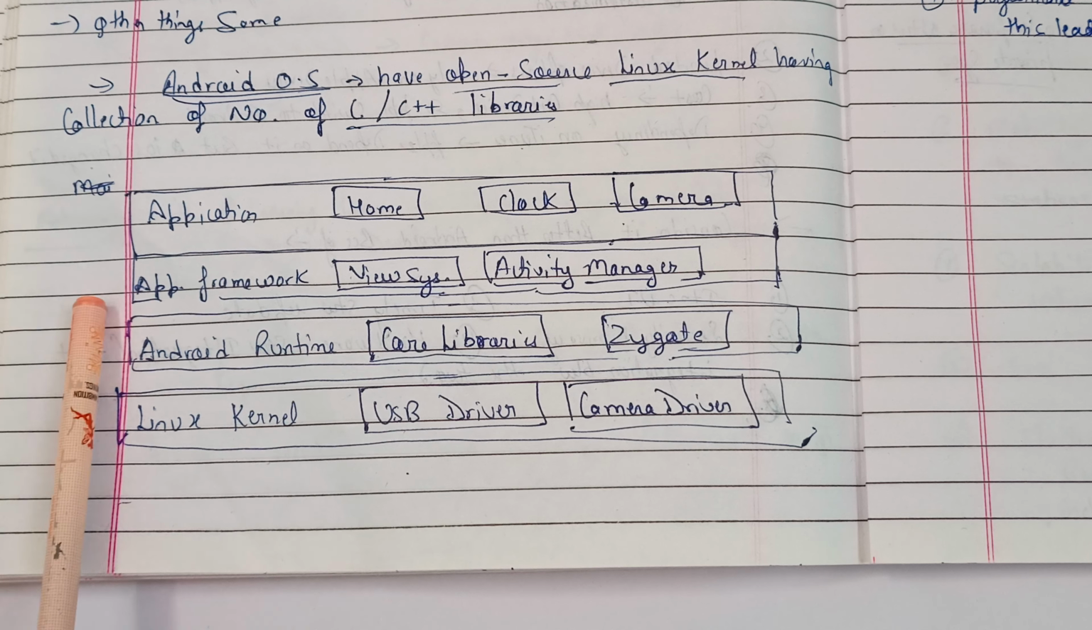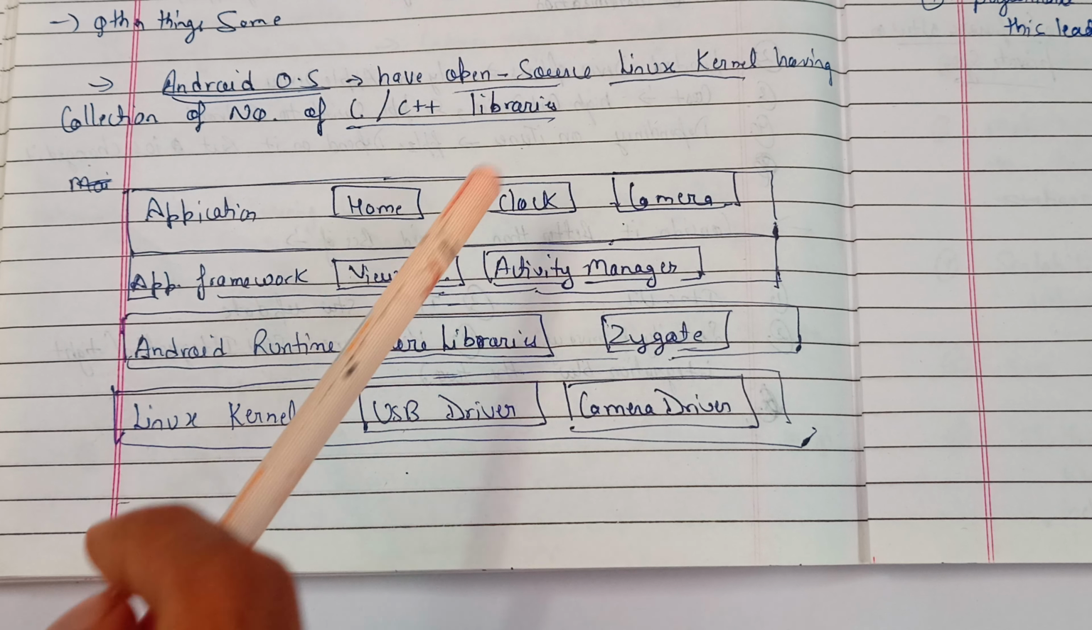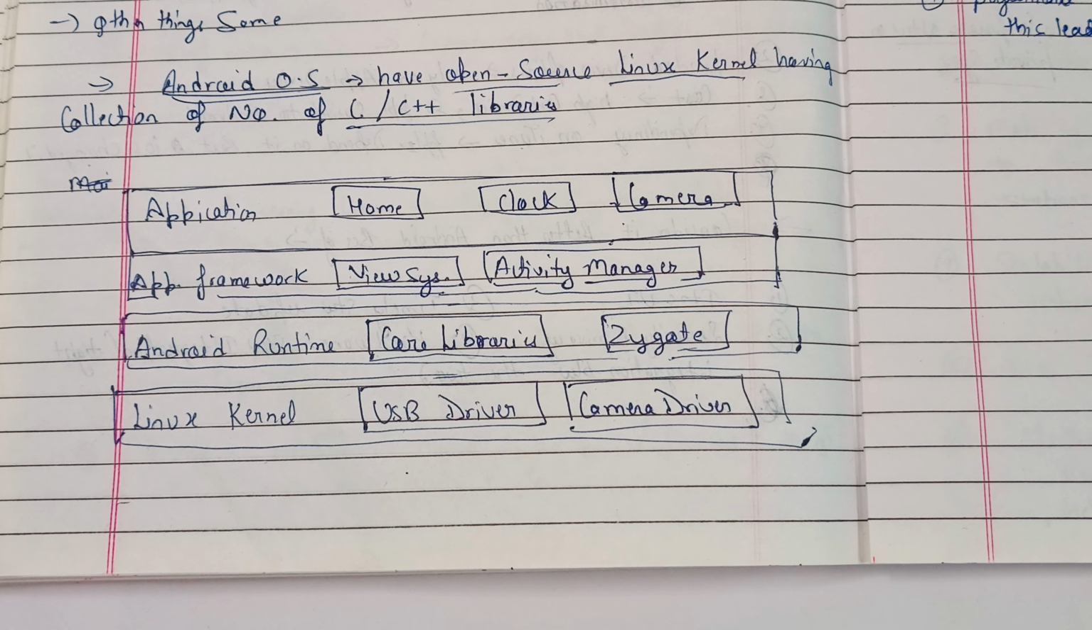Then the second one is the application framework. Here is the view system and the activity manager. As you can see when you open your Android phone, there is an activity manager software, so it comes under the application framework, and the view system also comes into the application framework. Then the third one is the Android runtime.